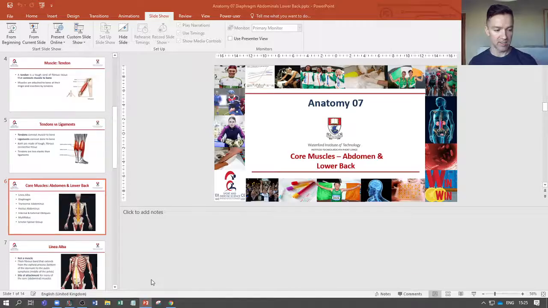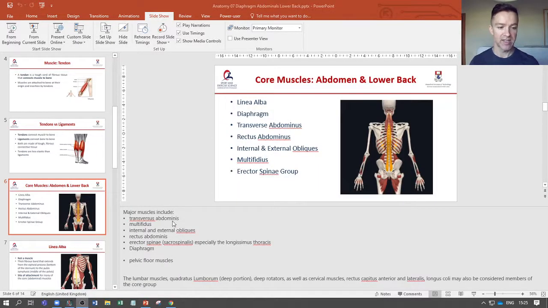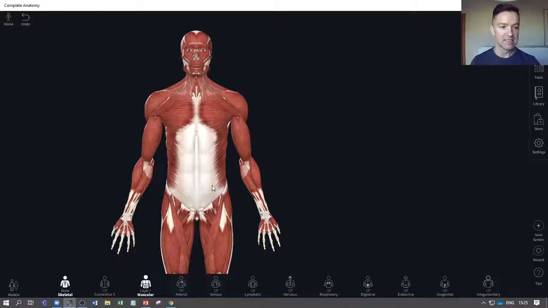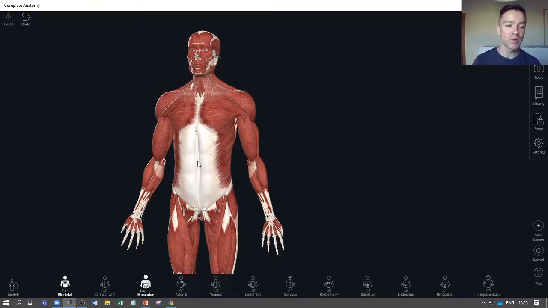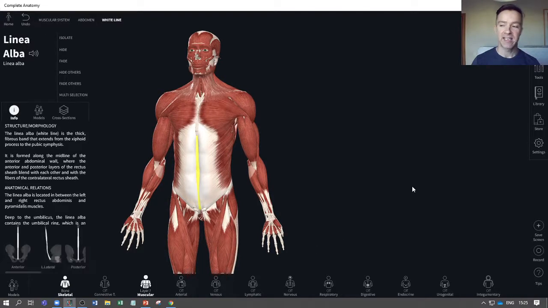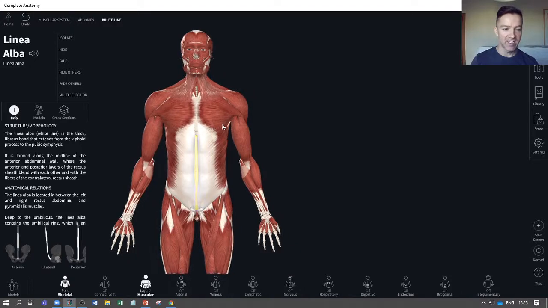So let me switch over to my model here, and we'll get on with it. So the first one we're going to talk about is actually not a muscle. I said we were going to talk about the core muscles, and I listed this amongst the muscles. But before we start, we'll mention the Linea Alba, not a muscle. It is highlighted in yellow there.